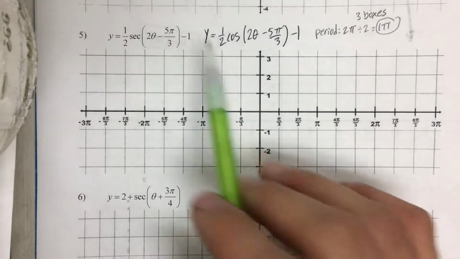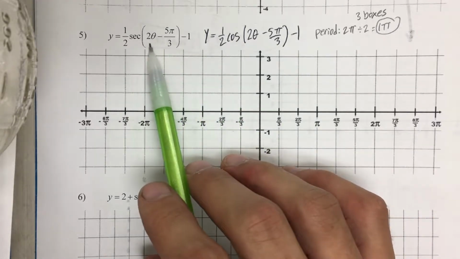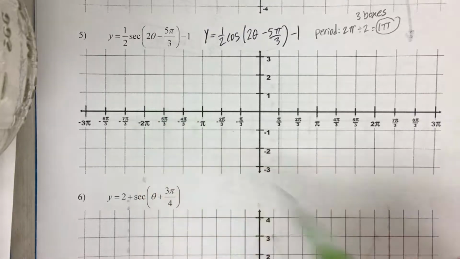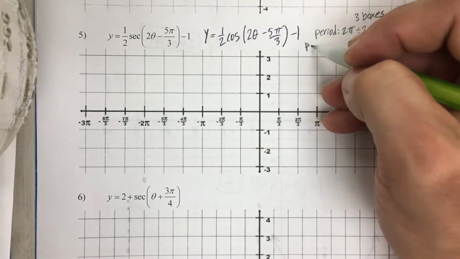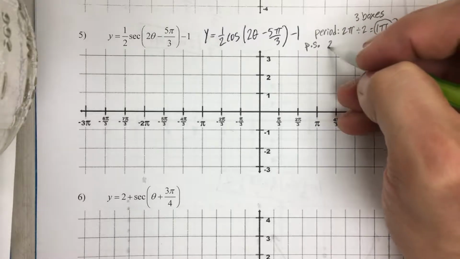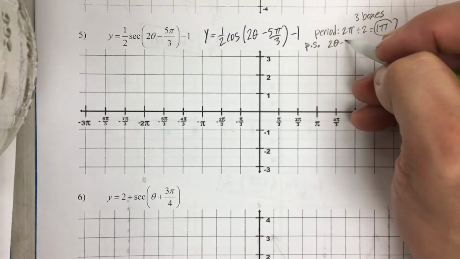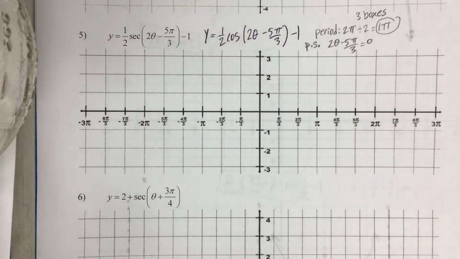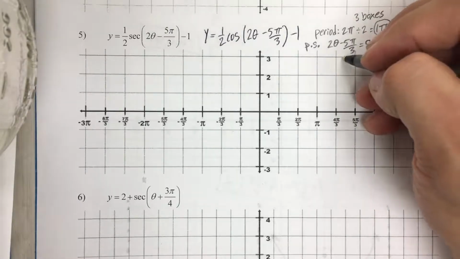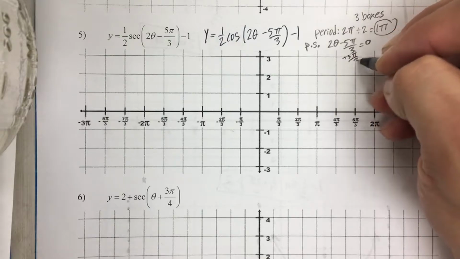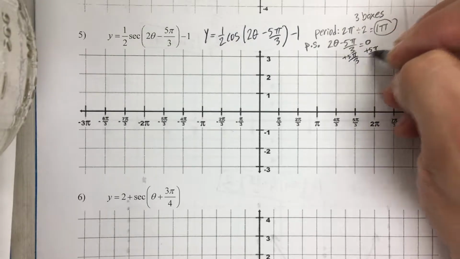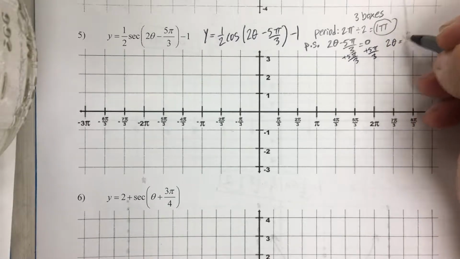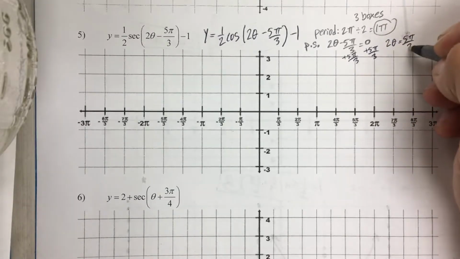The next thing we have to solve for is the phase shift, which is our starting point. If we look at this right here, we're going to set this equal to 0. My PS represents my phase shift, and we're just going to solve for theta. This is going to be a pretty easy process. We're going to add 5/3 pi to both sides, and then we end up getting 2 theta is equal to 5 pi over 3.